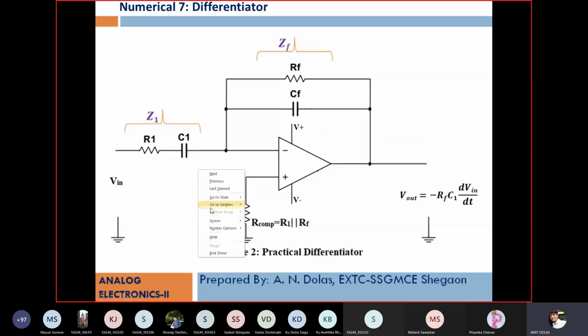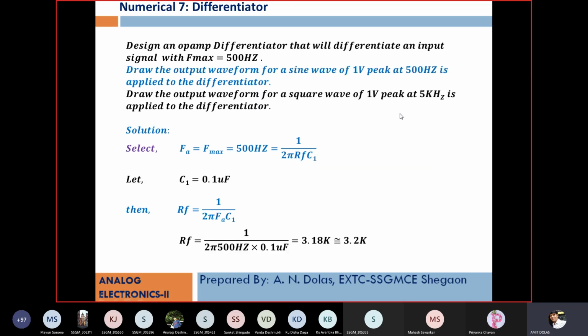This is the differentiator circuit wherein, at a particular frequency, we have to design it, we have to calculate R1, C1, RF, CF and RCOM. These all have to be calculated, then it will be designed. Then the design of the differentiator. We have already studied in the theory the design steps of the differentiator.